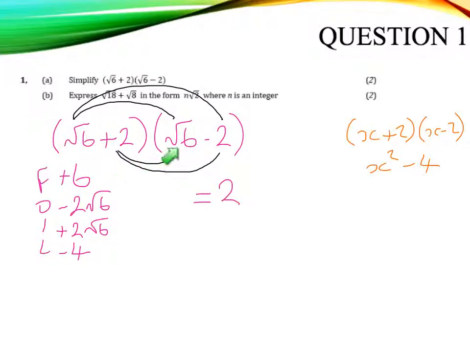We could have multiplied our root 6's to get 6, take 4 away from here, and end up at 2. So if you spot these things, by all means have a go at doing them in the first place. So the answer to the first one is 2. Let's look at part B.